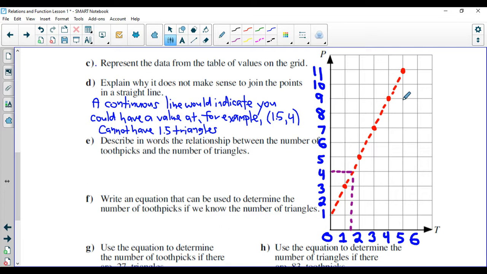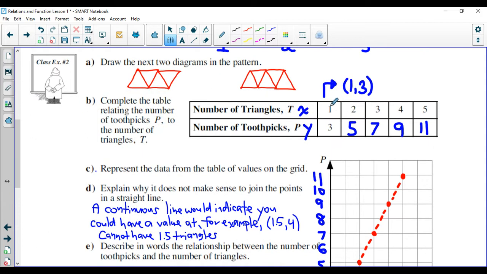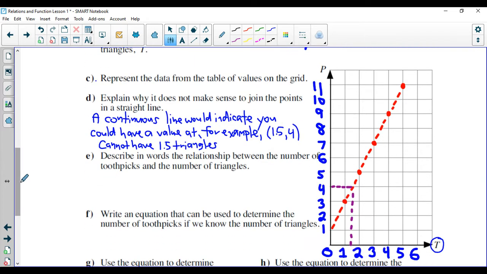Okay, E says describe in words the relationship between the number of toothpicks and the number of triangles. So what it's basically saying is, if you took T, the number of triangles, what would you do to T to get the total number of toothpicks? So think about this. We go back up to this data table here. If I start with the number of triangles, what am I doing to that number to get the number of toothpicks? Now, you might need to think about this for a moment, but I'll simply identify what the relationship is.